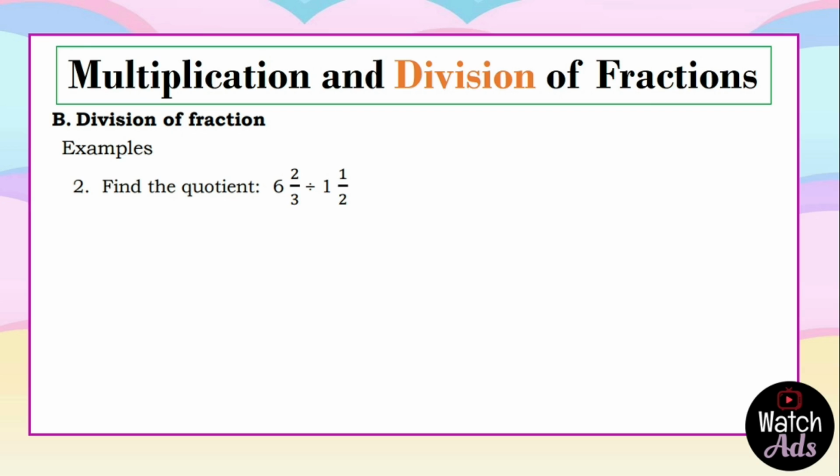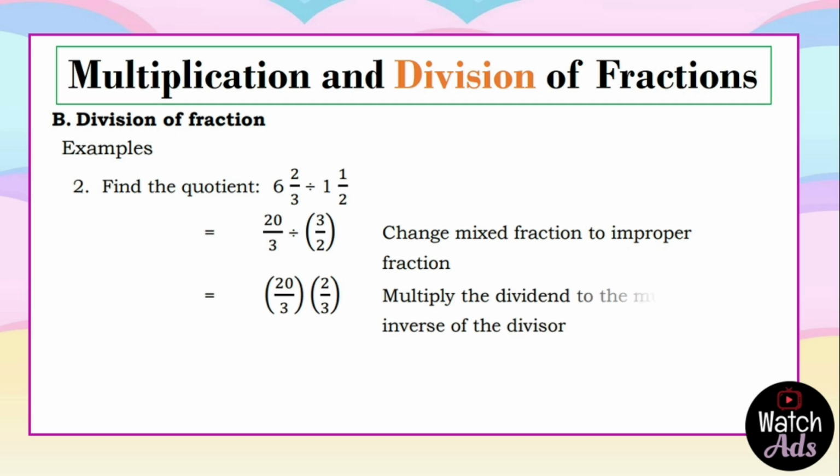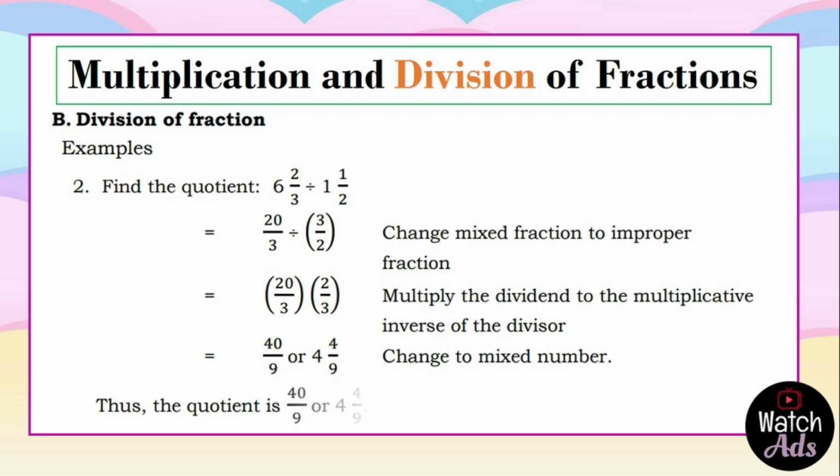Another example, find the quotient of 6 2/3 divided by 1 1/2. We convert the mixed fractions into improper fractions, and then we change division to multiplication. We get the reciprocal of the divisor, and we proceed to multiplication. 20 multiplied by 2 is 40, and 3 multiplied by 3 is 9, or that is equal to 4 and 4/9.